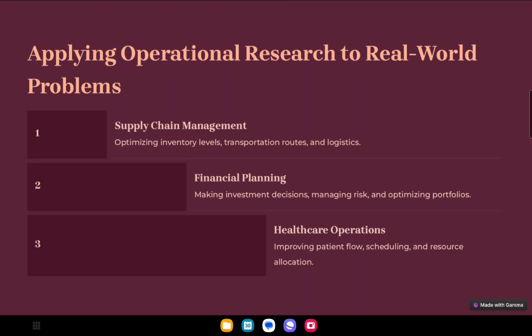In financial planning, operational research aids in managing investment portfolios, assessing risk, and optimizing returns. And in healthcare operations, it helps hospitals improve patient flow, schedule staff efficiently, and allocate resources effectively, leading to better patient outcomes.